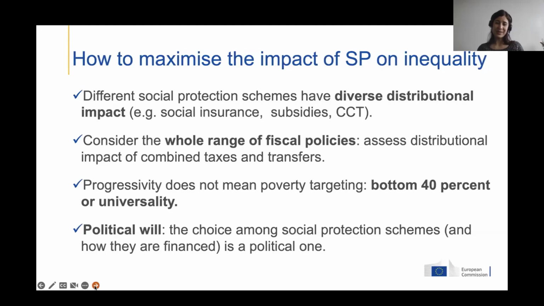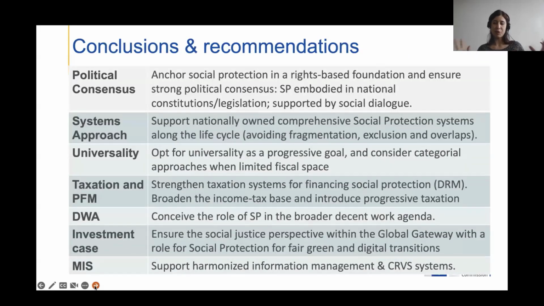So just the last slide, very quickly. These are some conclusions and recommendations. The first is that we have to support a political consensus around social protection.